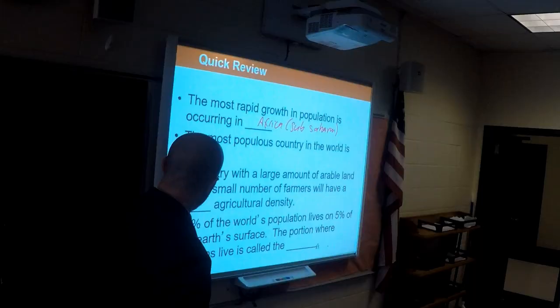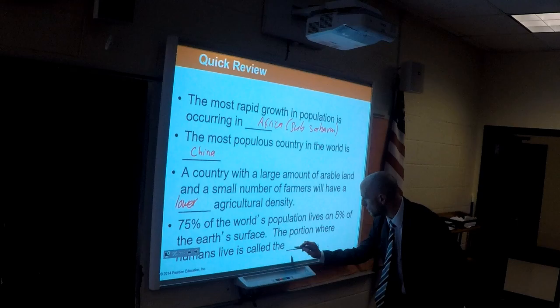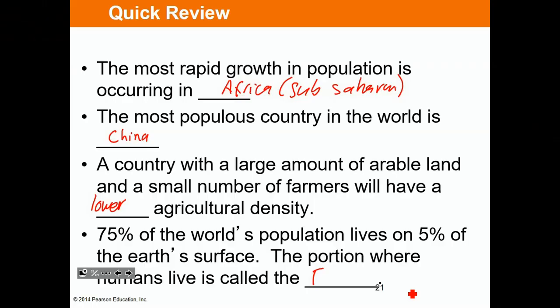75% of the world's population lives on 5% of the Earth's surface. That's the statistic I was trying to remember the other day. The portion where humans live is also called, what's it called, y'all? The Kimberley Plateau. There you go. So a good little formative assessment, check for understanding. And cumin, I wanna make sure I spell it right.